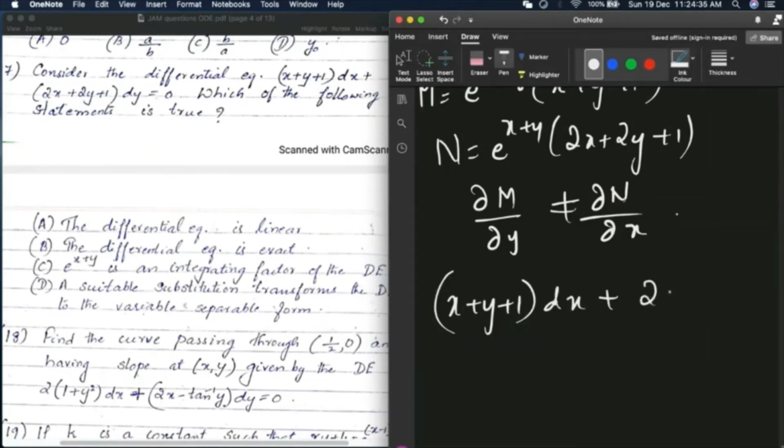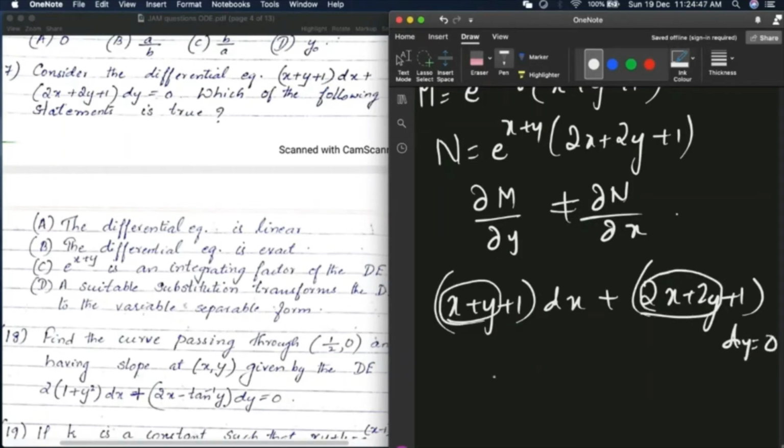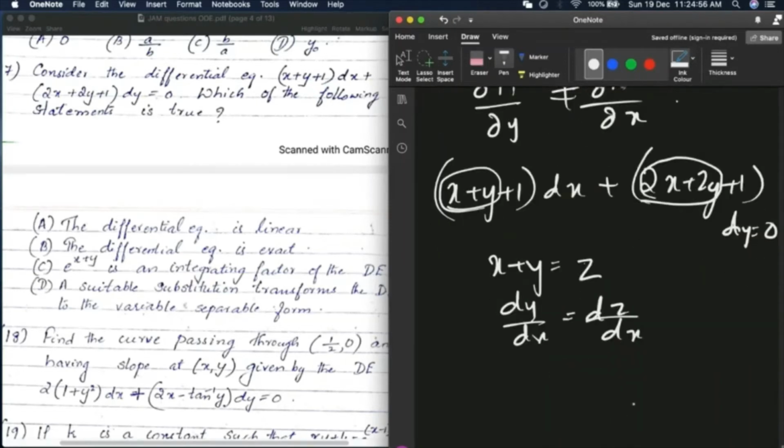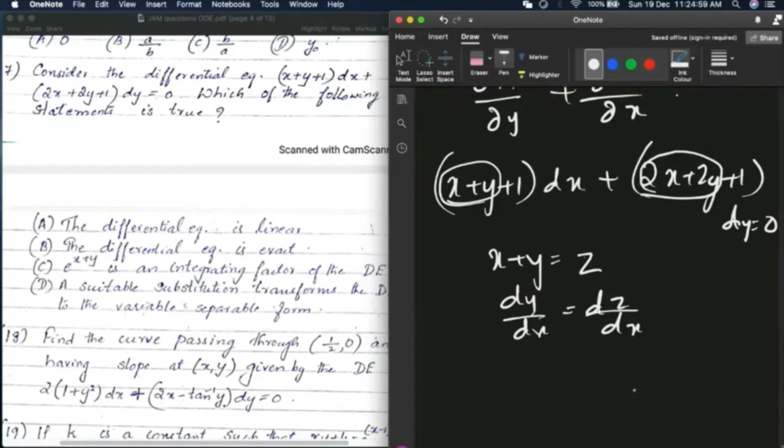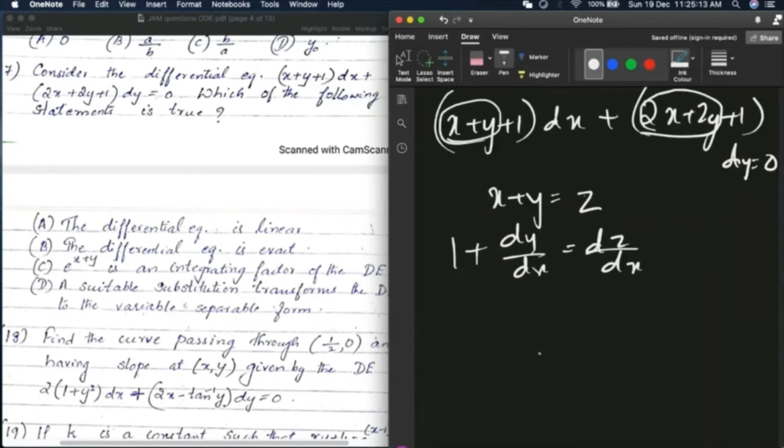Even otherwise, you see 2x plus 2y plus 1. You can see this term here having a common factor. So I think that substitution should work. So if I put this as z, so dy by dx is equal to dz by dx. Sorry, I made a mistake. 1 plus dy by dx is equal to dz by dx. Coming, no?